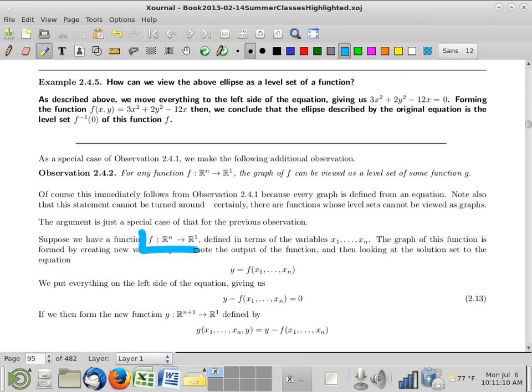Suppose you have a function f. The way you form the graph of that function is to take the output values of the function and set them equal to a new variable, y. So this forms the graph of that function. All right, so given a function, the graph is described by a certain equation. Now, can I view this as a level set of something? Is this equation the level set of some function?